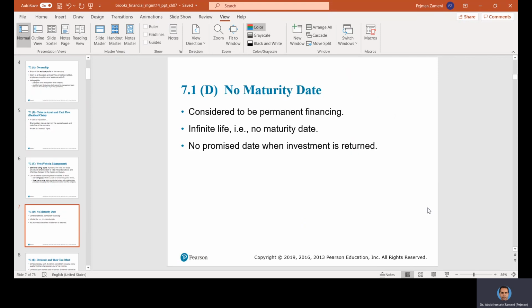No maturity date. Considered to be permanent financing, infinite life. For example, no maturity date. No promise date when investment is written. What does that mean? It means that as long as the company is performing, functioning, and as long as the company is public, if you buy the share, then you are considered as the shareholder. No fixed or maturity time for the share.